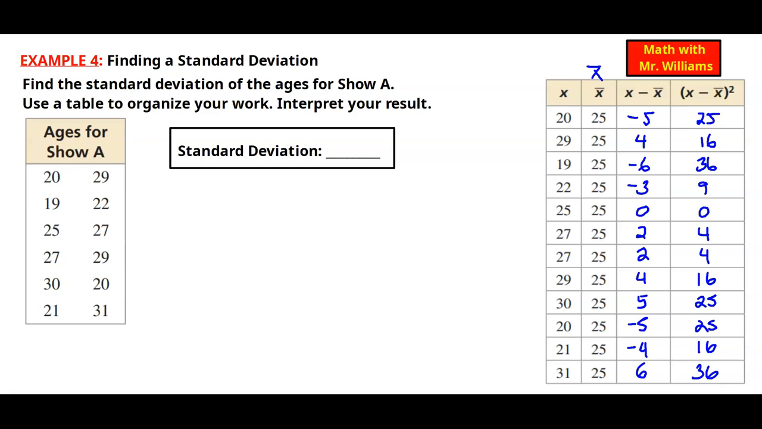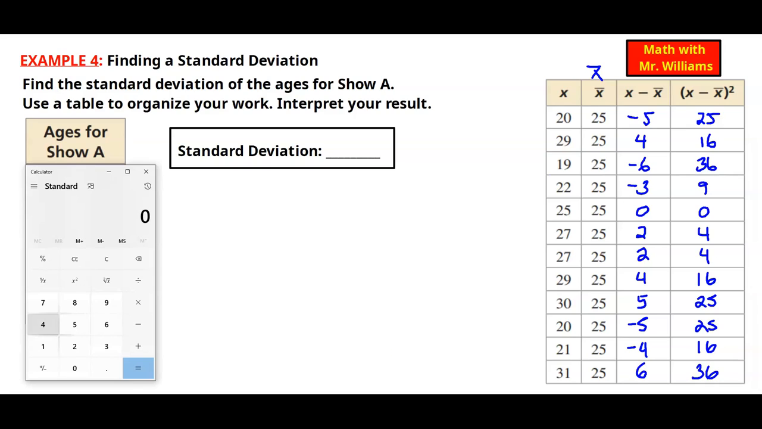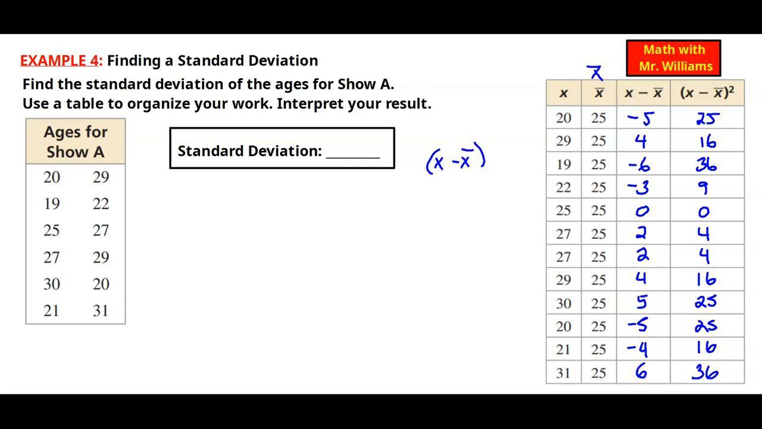Okay, now we need to add all those squares up. Let's break out our calculator. Okay, so we need to add up 25 plus 16 plus 36 plus 9 plus 0 plus 4 plus another 4 plus 16 plus 25 plus another 25 plus 16, and lastly plus 36. And that'll give us 212. So let's go ahead and write that number down. So this is your sum of x minus the mean, squared, and it gives us 212.